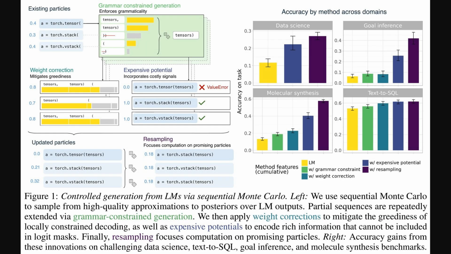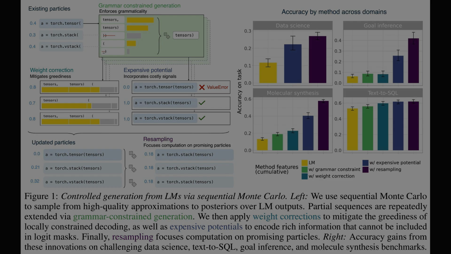Okay, so figure 1 here really visualizes their SMC method. On the left, you see how they manage these, quote, particles or partial sequences, applying grammar rules, correcting weights, using those expensive checks, and then resampling the promising ones. The bar charts on the right then clearly show accuracy improving step by step across tasks like data science and text-to-SQL as each SMC component is added. It really breaks down how the system works and why it's effective.